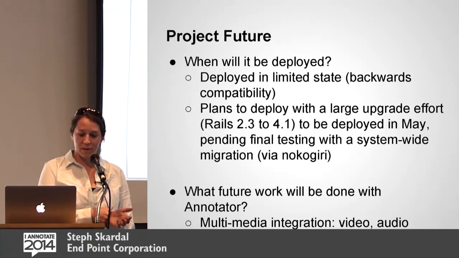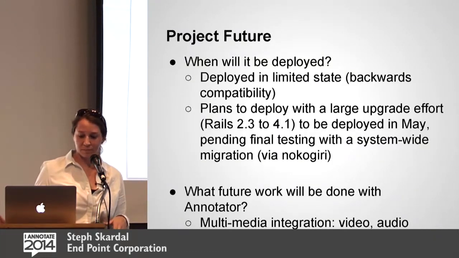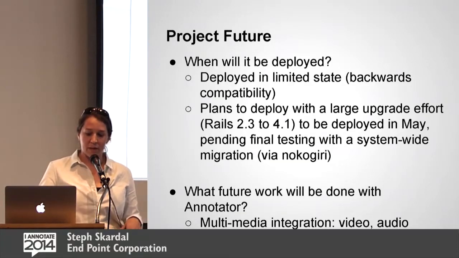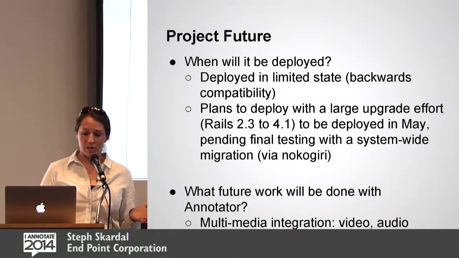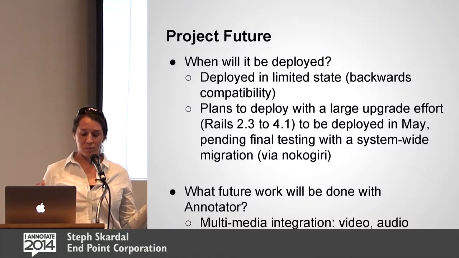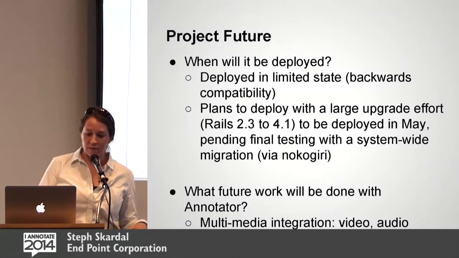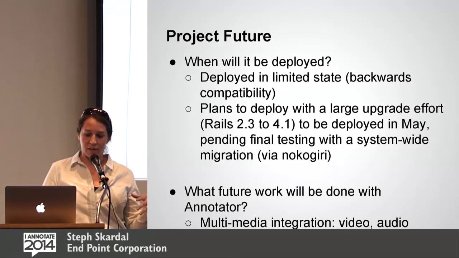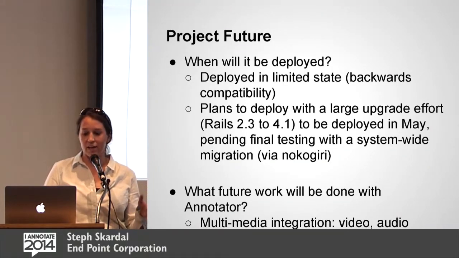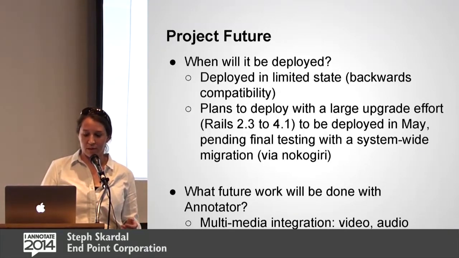I'm working on a Rails upgrade right now to Rails 4, and so we kind of want to package everything and upgrade everything together. And there's an automated migration that's implemented using Nokogiri, which is a Ruby XML CSS parsing gem that takes the existing annotation information and translates it to the data that Annotator can use. In the future, we want to do multimedia integration with video and audio.